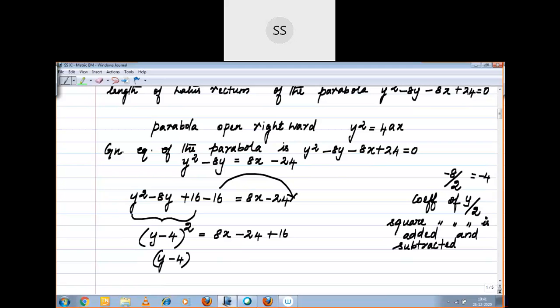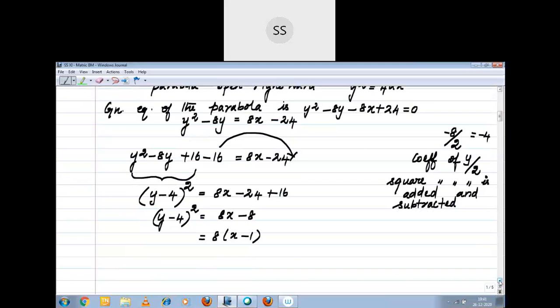Now, y minus 4 the whole square equal to 8x minus 8. Then 8 you should take as common, x minus 1. Right? Parabola open rightward. Now, we are going to write it in terms of y square equal to 4ax. For that purpose, you are going to replace y minus 4 as capital Y, x minus 1 as capital X.